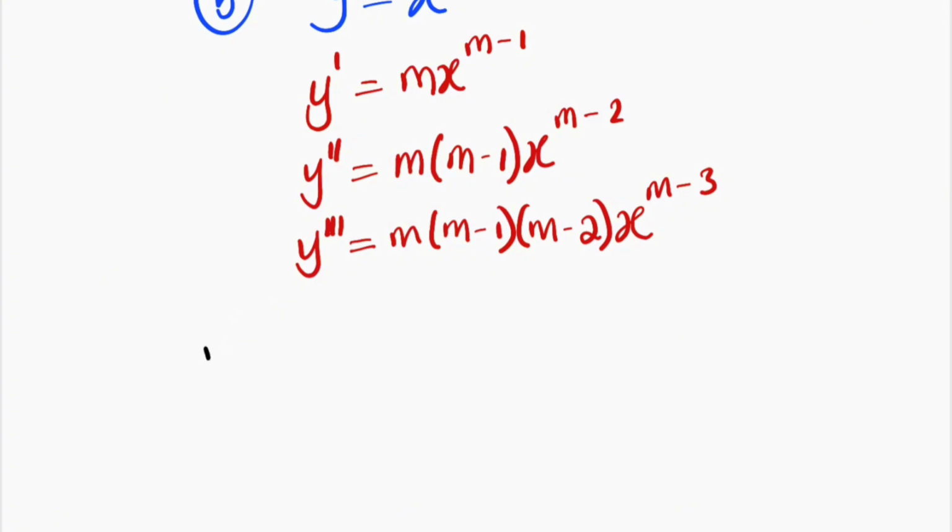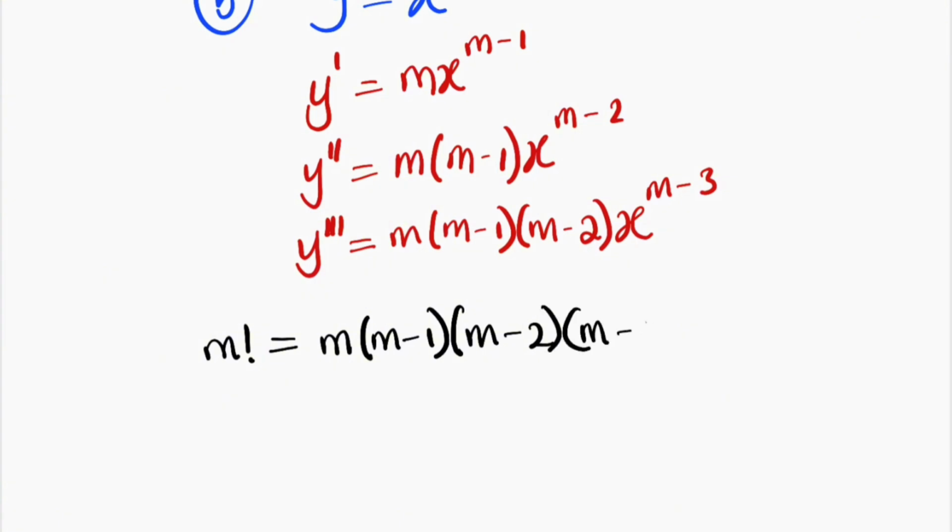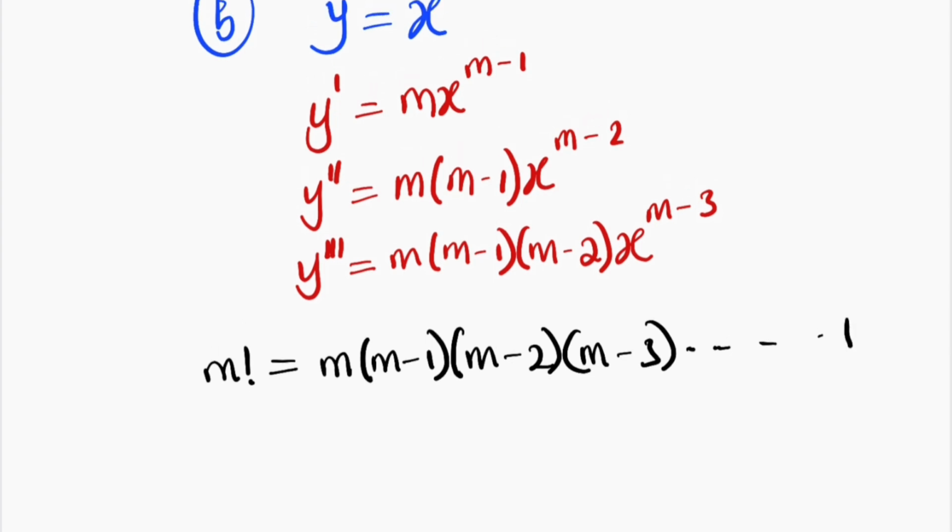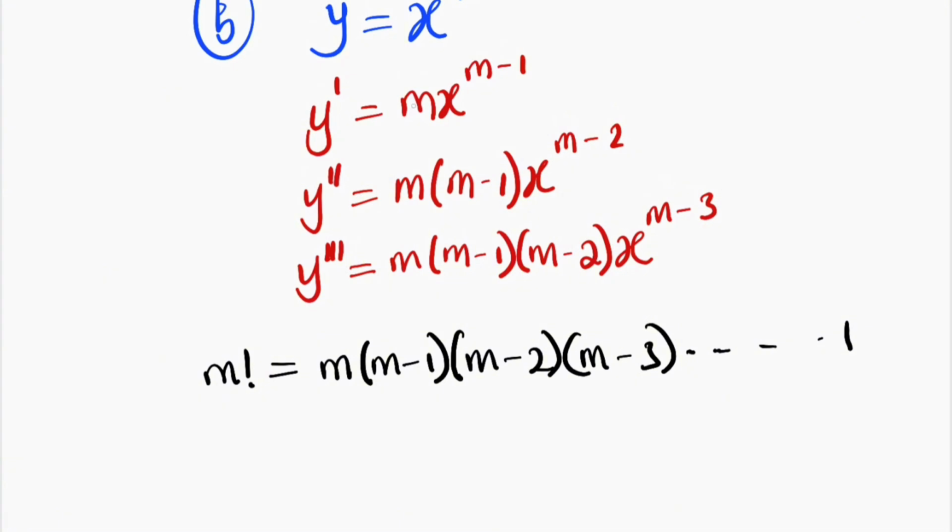But if you pay close attention, this looks like a factorial. Remember, if you have m factorial, it is equal to what? m itself multiplied by m minus 1, because you have to keep on reducing by 1, times m minus 2 multiplied by m minus 3. You keep on multiplying till you get to 1. That is the definition of factorial, right?